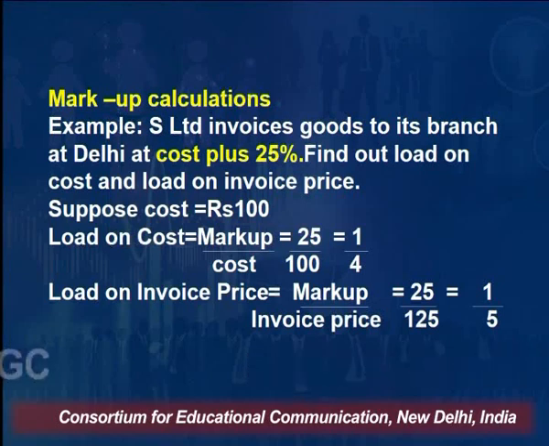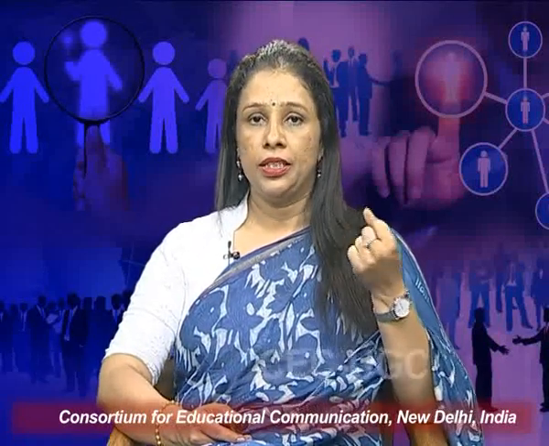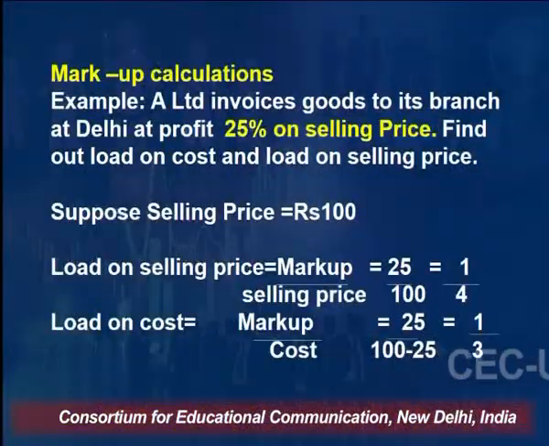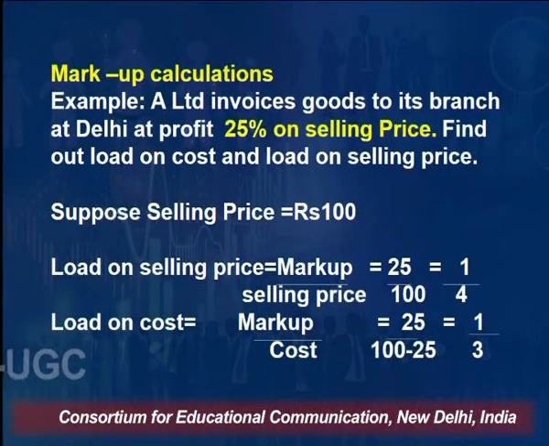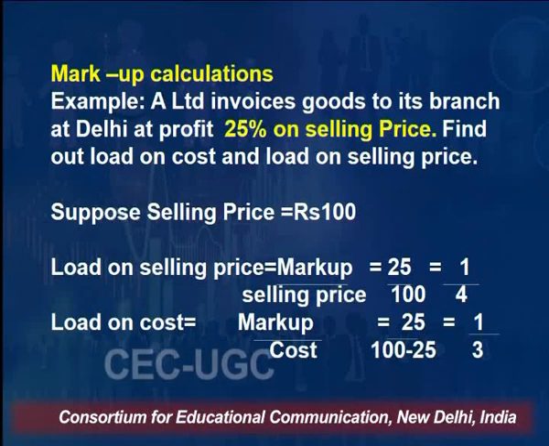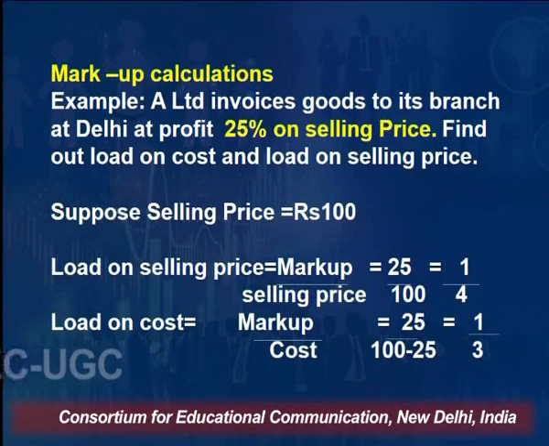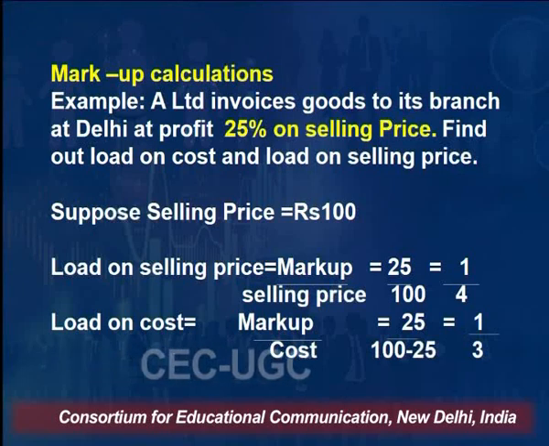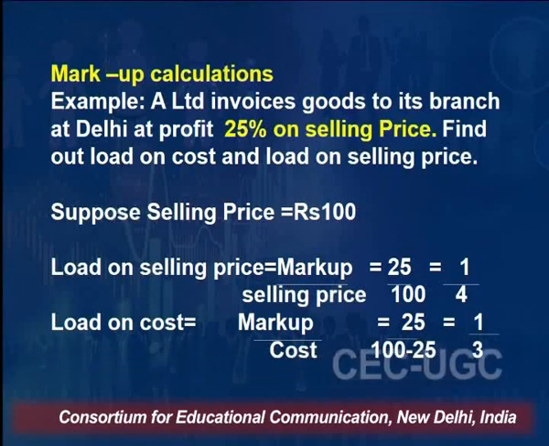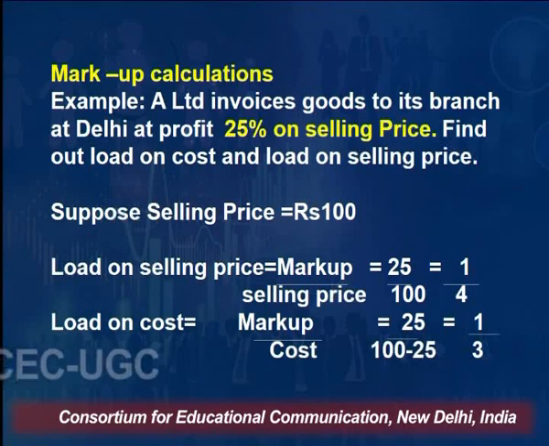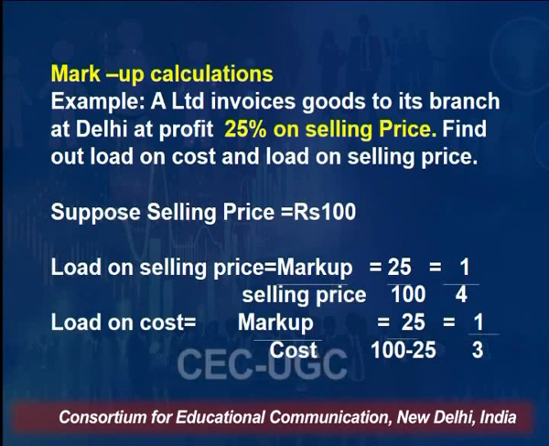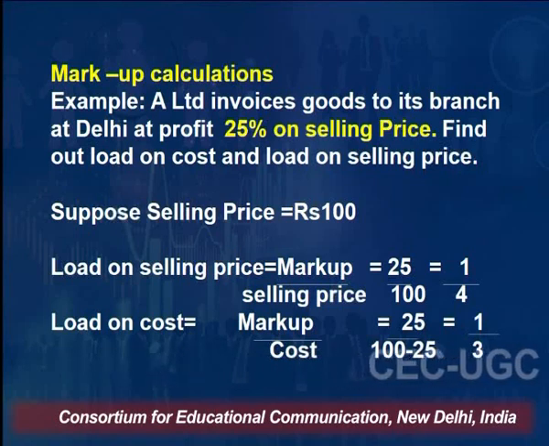So let's take one more example to understand how to calculate this loading. In this example, A Limited invoices goods to its Daily branch at a profit of 25% on selling price. It is given as a percentage on selling price. In the previous example, it was given as a percentage on cost. So whatever the percentage is given on, you have to see that. In the previous question, the profit percentage was on cost, so we assumed cost as 100. In this particular example, the percentage is on selling price, so let's assume selling price as 100.